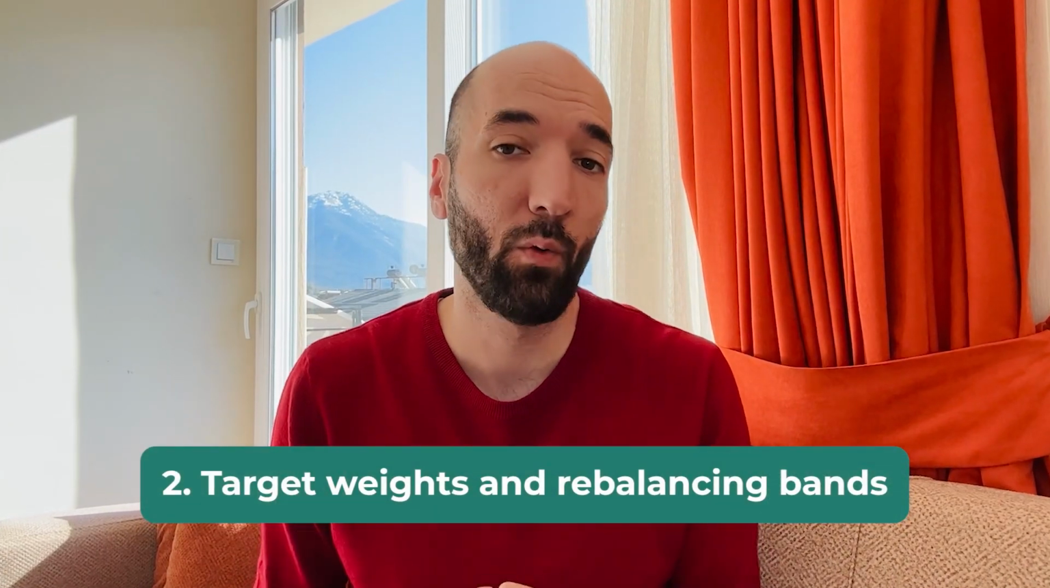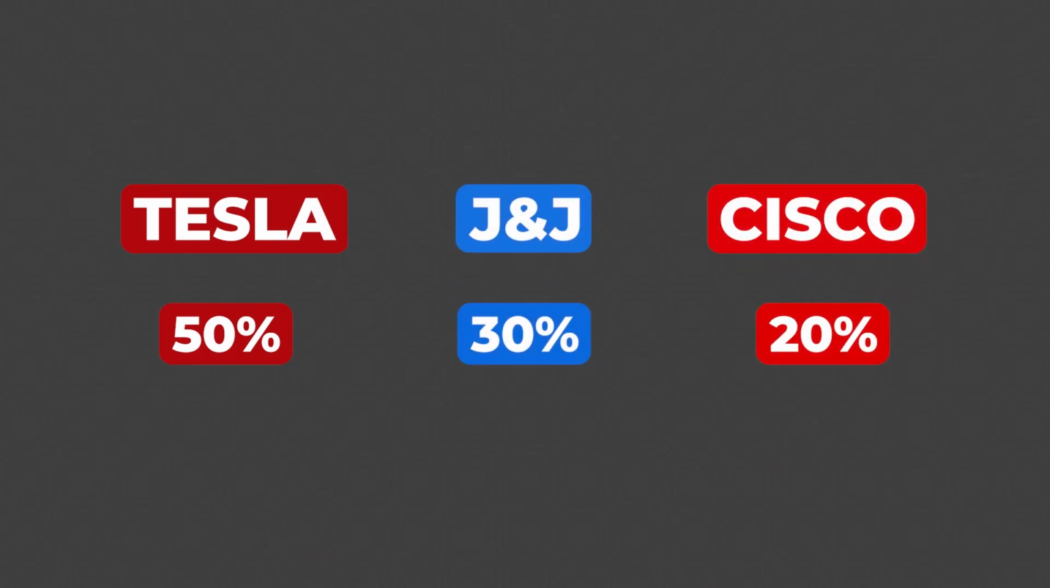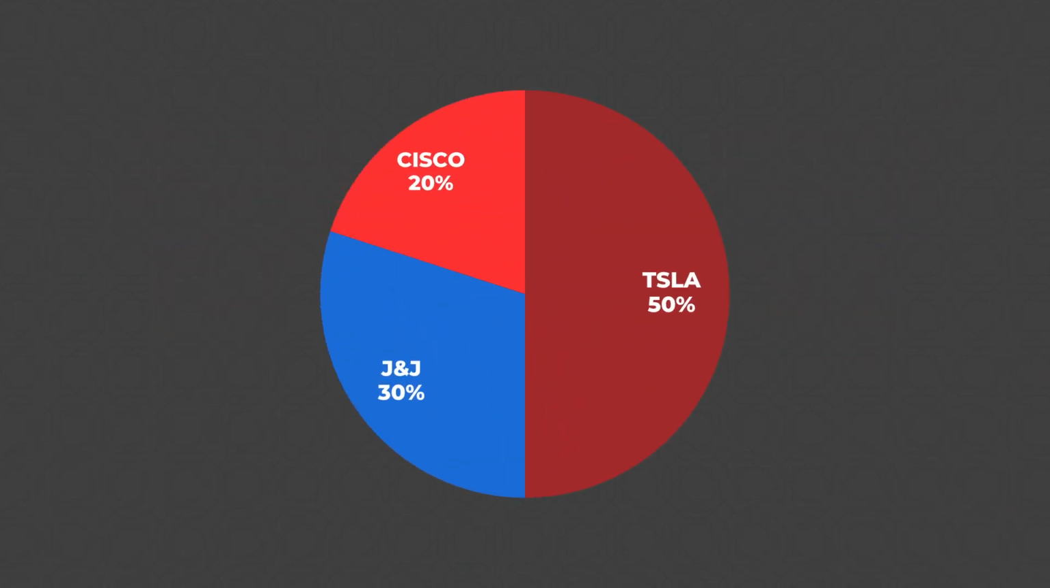The second method to use is target weights and rebalancing bands. Portfolio target weights are the desired allocation or proportion of each investment in a portfolio. For example, an investor may want to allocate 50% of their portfolio to Tesla, 30% to Johnson & Johnson, and 20% to Cisco. These proportions make up the target weights for the portfolio.